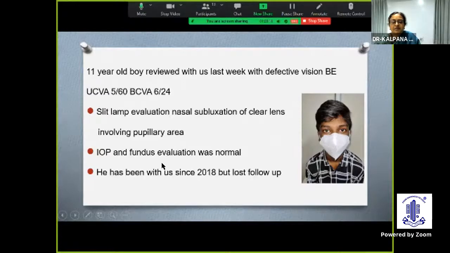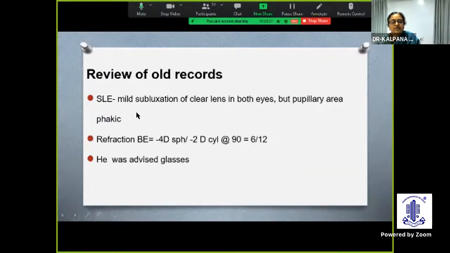This boy was with us since 2018, but was then lost to follow-up. On reviewing old records, we saw that the slit lamp evaluation had shown mild subluxation of the clear lens in both eyes, and the pupillary area remained phakic. This was his refraction and the glasses which we had given. He was improving to 6/12, and he was about 8 years old. We said we would give him glasses and follow him up.